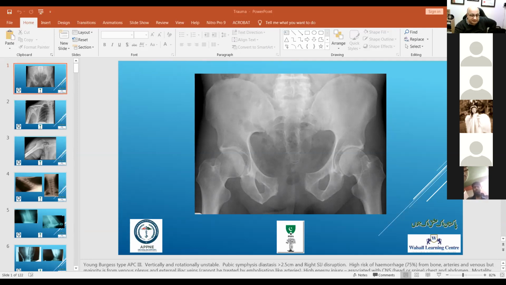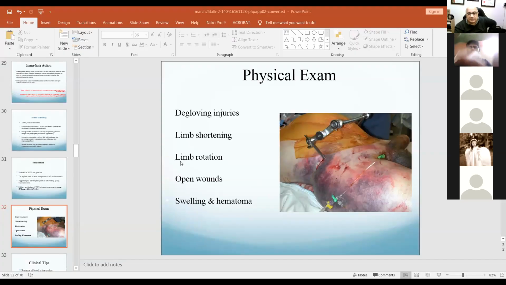I will take consent, go to the OT and apply the ex-fix. In the ex-fix, I will apply the pins in a delta position in which both columns will be connected to one another. Okay, so you will do something like that.